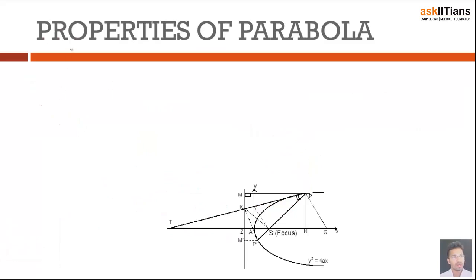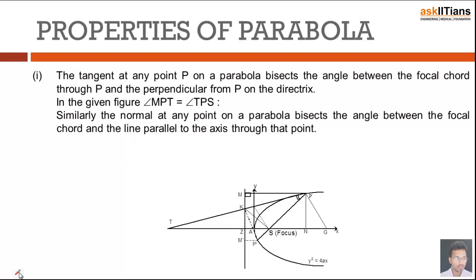Again, very important things, whatever we have done, all the lines. So what special properties ultimately result from the parabola? The first property which emerges is that the tangent at any point on the parabola bisects the angle between the focal chord through P and the perpendicular from P on the directrix. So this is P and this is the tangent. It says the tangent at point P bisects the angle between the focal chord, which is this one joining the focus, and this perpendicular on the directrix.